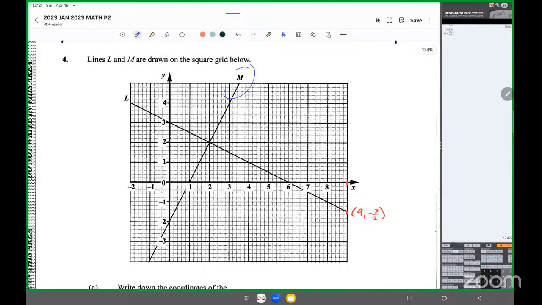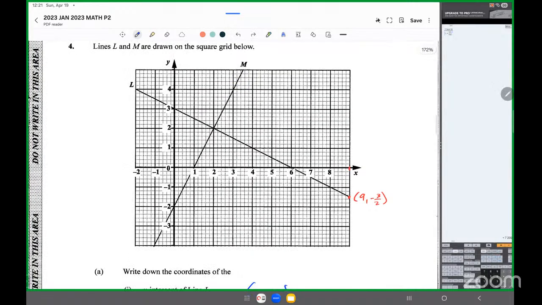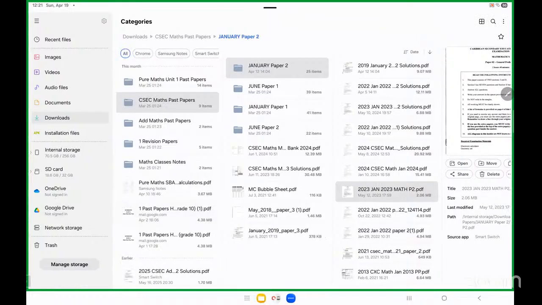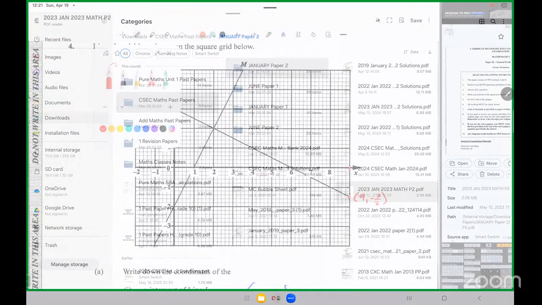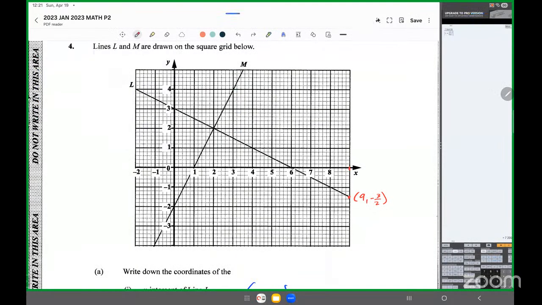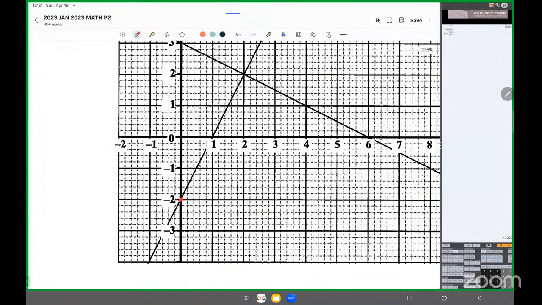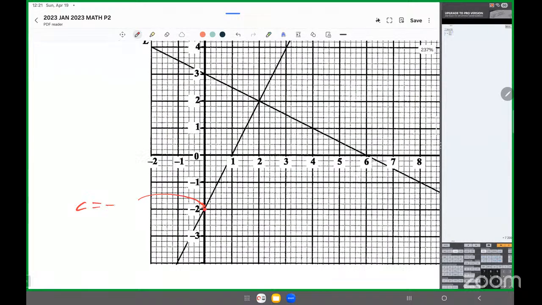All right, let's go. So firstly, on line M, this is the C value right here. So the C is equal to negative 2 on line M.